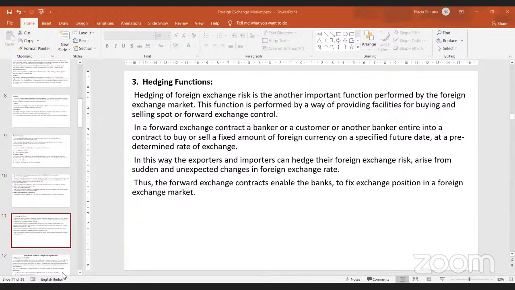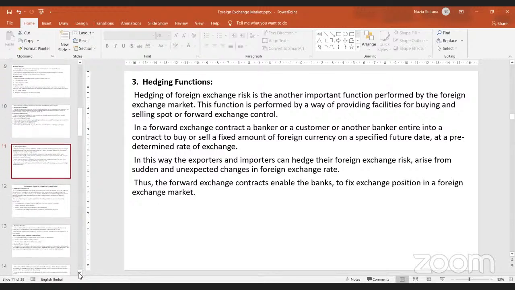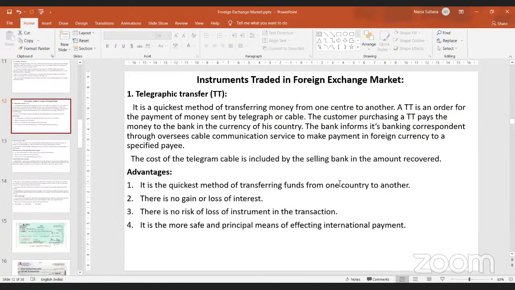So what we discussed so far is features. What is a forex market? What are the features of a forex market, and what are the functions of a forex market? Right now, we go towards determining what are the instruments which are used in foreign currency transactions. That is, how do you actually go about buying, selling? When we say buying and selling, there should be some instrument available to buy and sell. So how do we buy and sell?